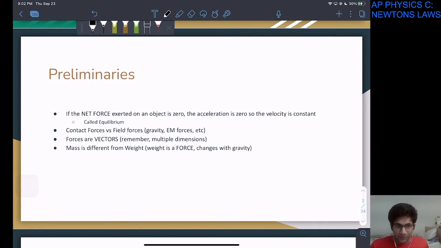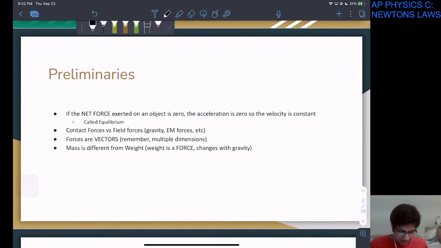And there's multiple types of forces. There's contact forces, like friction, which is the main example that we look at here. And we also have field forces like gravity and the electromagnetic force, which will be next semester. And forces are vectors, meaning that they have multiple dimensions. And oftentimes we're going to separate the force out into the x and y components and analyze them separately and then come up with an answer.